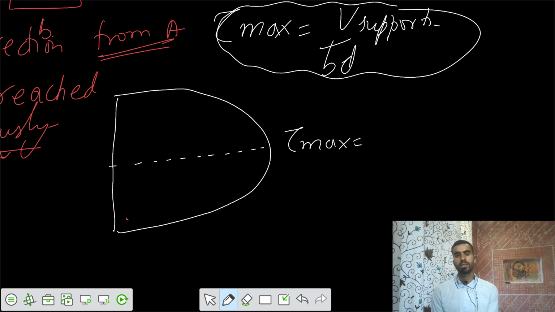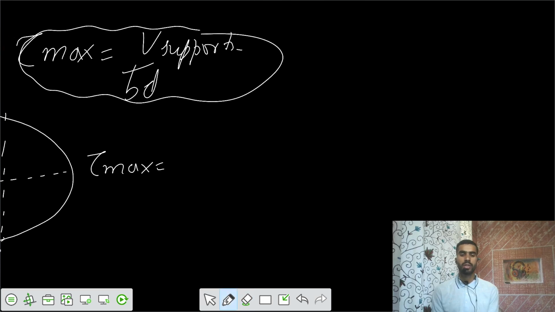What is the maximum shear stress we can have? It's not only V by b d. This was your V by b d, but that is not the maximum shear stress. The maximum shear stress we can have is at the midspan, at the neutral axis of that section, and that equals 1.5 V by b d.